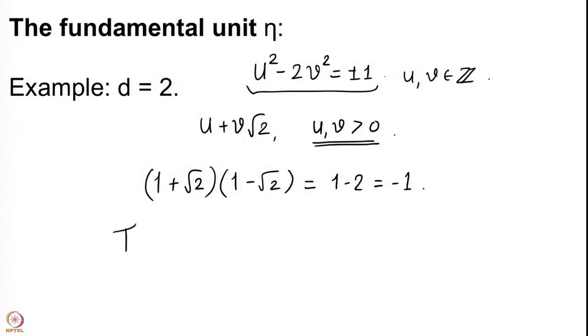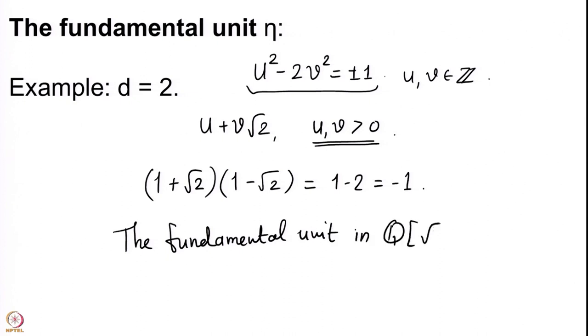If you have u and v to be integers which are positive, then u and v will be bigger than or equal to 1. So, you get 1 plus root 2 to be the smallest element of the corresponding A. So, this is our fundamental unit. The fundamental unit here in Q root 2 is 1 plus root 2. Its norm is minus 1.